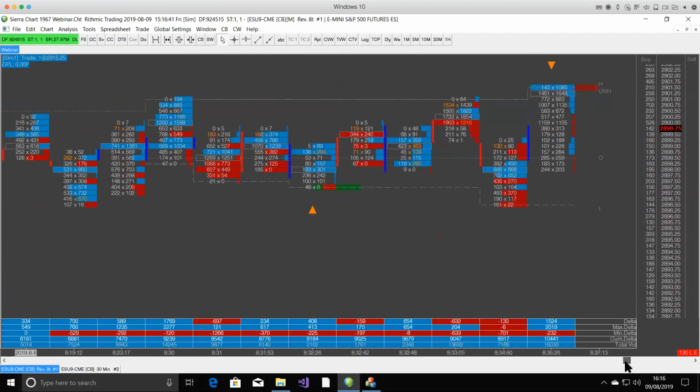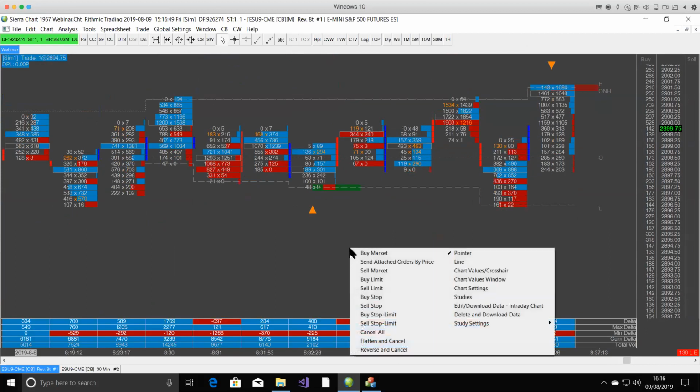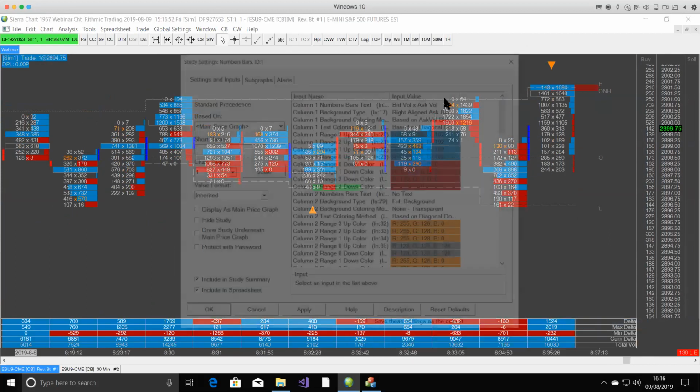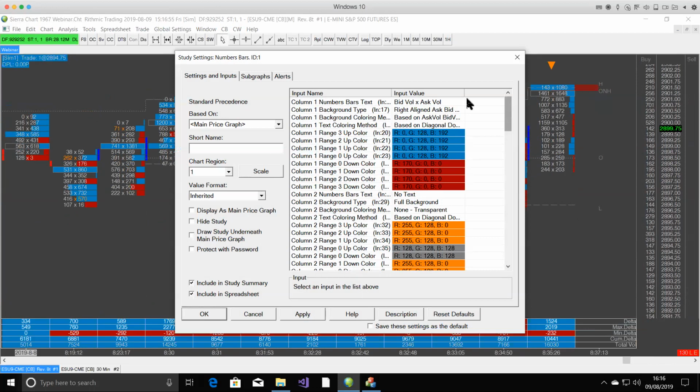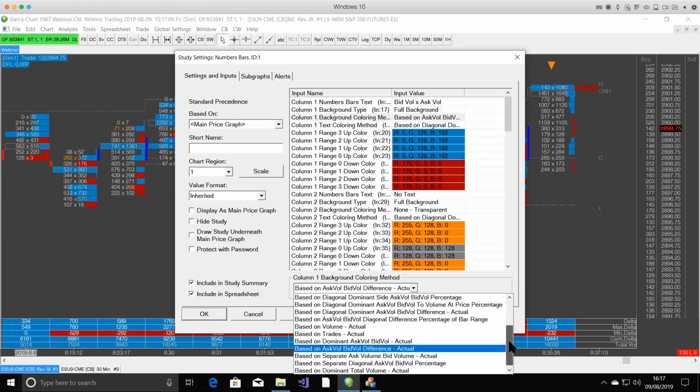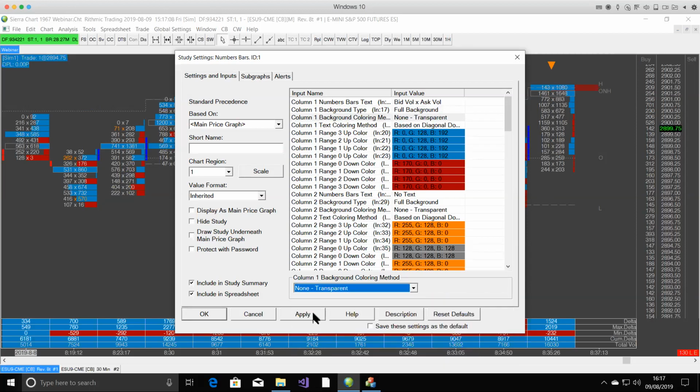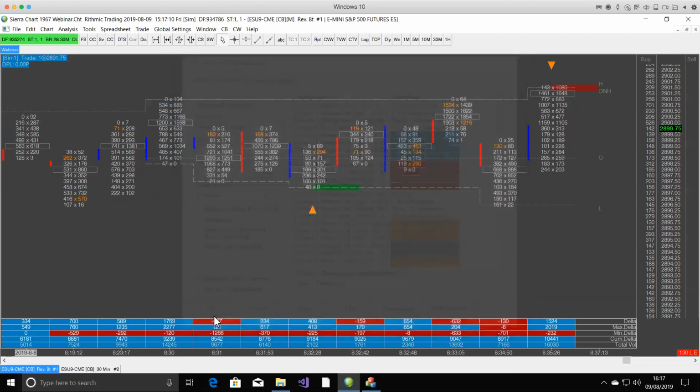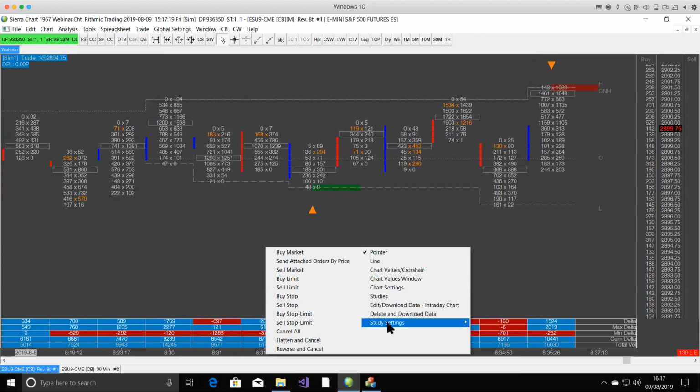And now I'm only starting to get signals of the day's high or low. What I can now do to really clean up my chart is take this profile off the numbers bars. So I'm going to change the background type within Sierra Chart to full background, which is transparent. So I've cleared a lot of color off the chart now, and we're starting to get some clear messages as to when we're getting absorption at the extremes of the day. We can go a bit further as well.